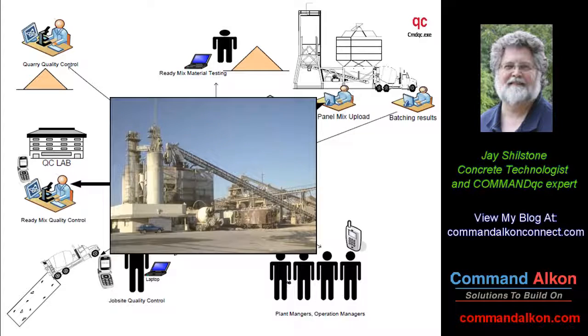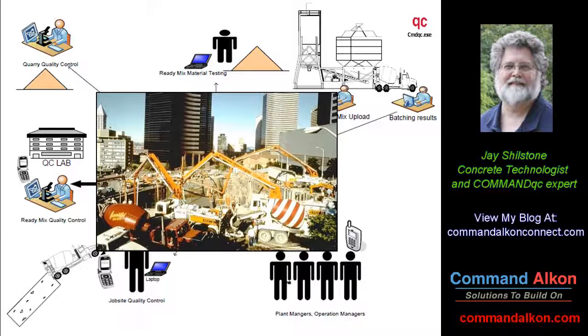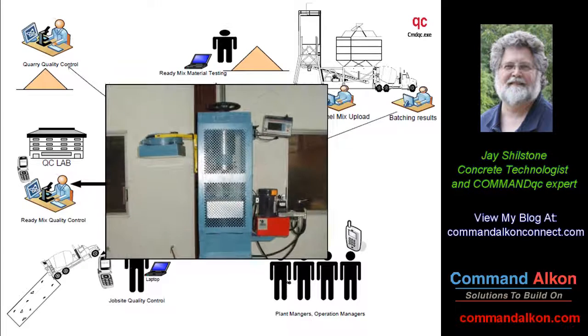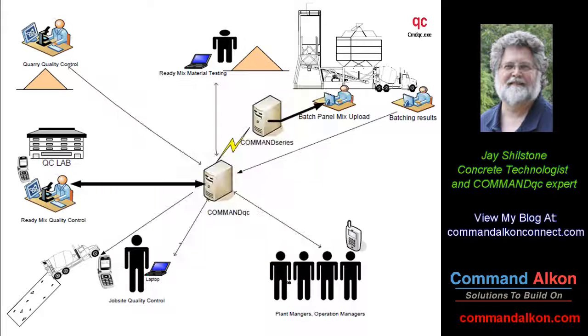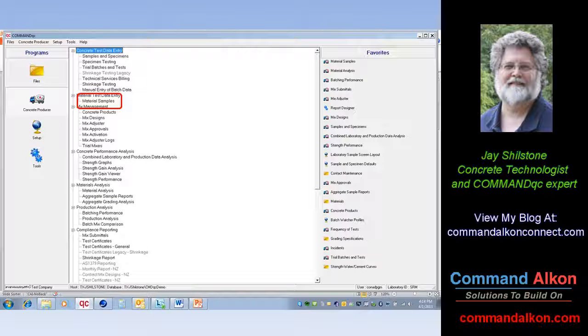Then we determine mix designs, send them to the plant, then receive batch weights during production. Once the concrete arrives at the job, water may be added, and then the concrete will be sampled and tested. Finally, the laboratory performs tests on hardened concrete. These test results usually determine if the concrete is acceptable. COMMANDqc sits in the middle of this exchange of data to help turn it into the information we will use to make our decisions. First, let's look at how COMMANDqc handles materials data.